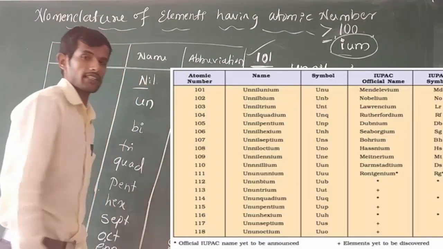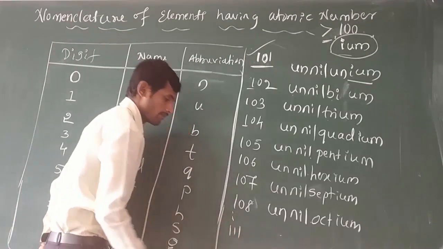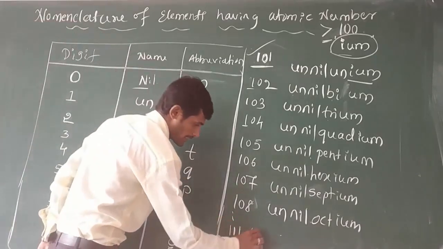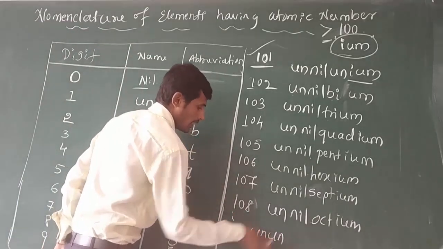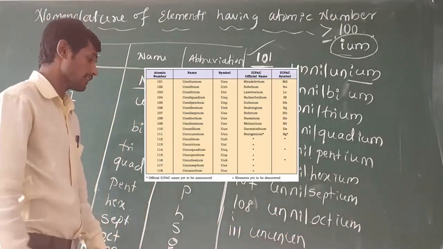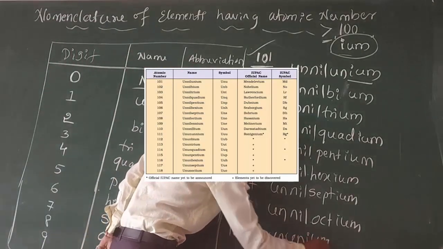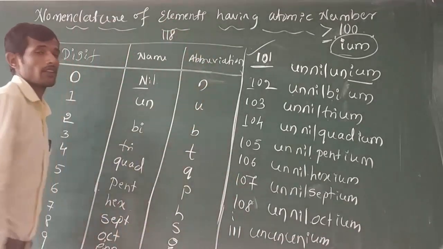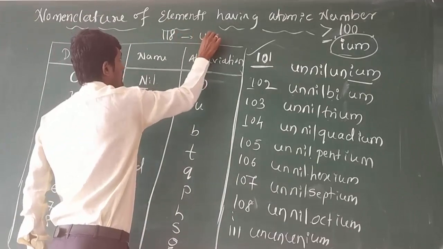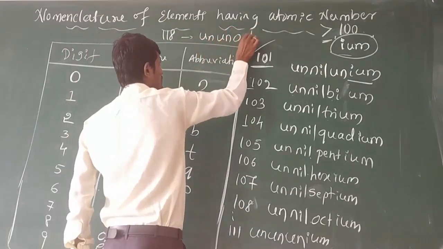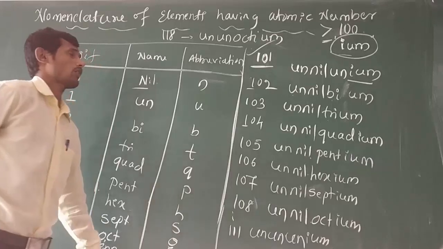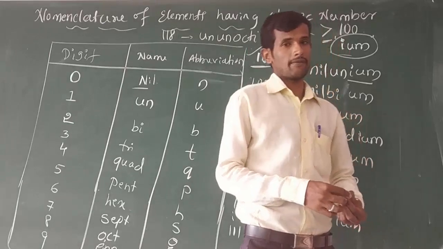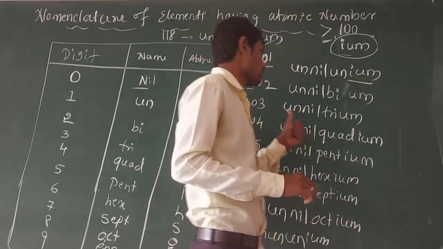Similarly, if you go like this, next try 111: one means un, another one means un, another one means un, ununium. Yes. Similarly, 118, the last one: un, un, oct, ununoctium. Yes. Remember students, in CET one question is compulsory on this concept.